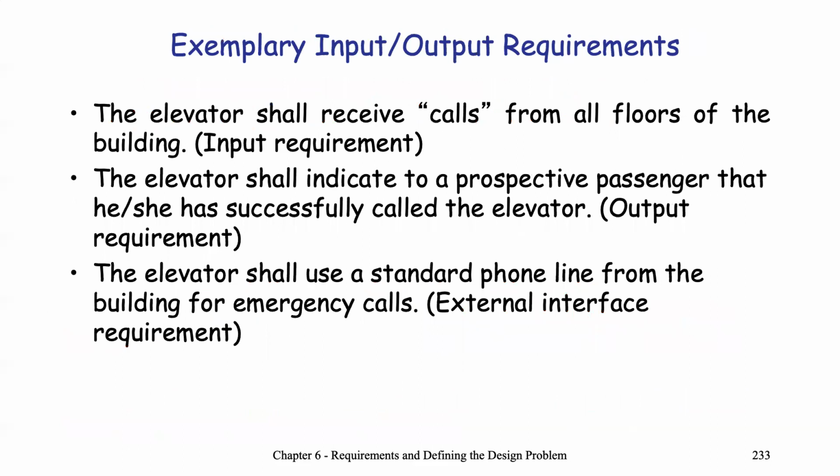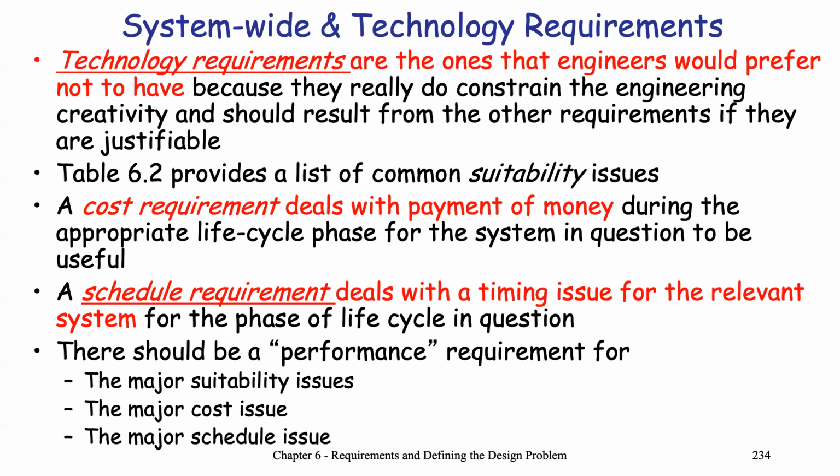So you can be thinking of exemplary inputs and outputs. Elevator shall receive calls. Elevator shall indicate to a prospective passenger that they have called the elevator. The elevator shall use a standard phone line from the building for emergency calls. And so those would be examples of inputs and outputs for the elevator example.